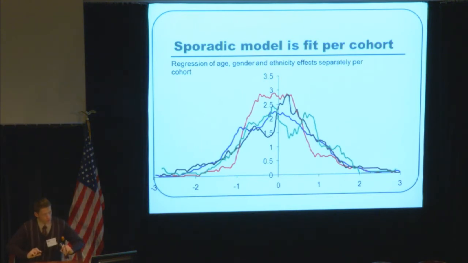A sporadic model is now fit, and all the covariates are removed from each of the pedigrees separately. So the sporadic model is fit per cohort. In other words, we perform the regression of age, gender, and ethnicity effects separately, because we do expect them to act separately in separate cohorts. After this, our samples are still more or less normally distributed, and now there's zero mean. But again, there is quite a bit of kurtosis and quite a bit of heterogeneity, or at least apparent heterogeneity, in the distribution per sample.